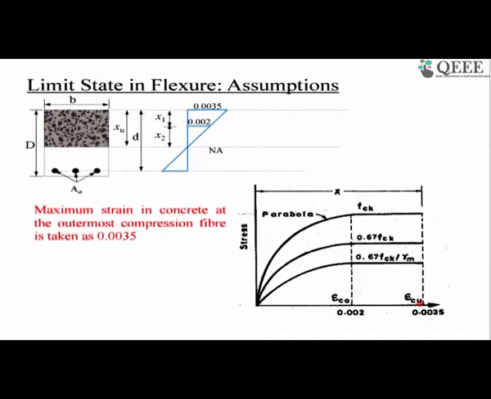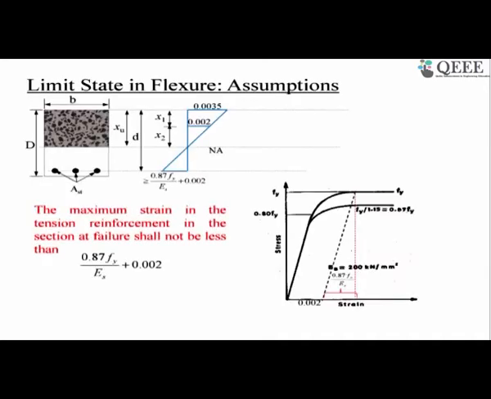Another important thing that comes from this figure is that from 0.002 to 0.0035 your stress is constant, and from 0 to 0.002 stress is parabolic. So from 0 to 0.002 on this section your stress will be parabolic. So in x1 stress will be constant, and in x2 stress will be parabolic. Let's see the next assumption.